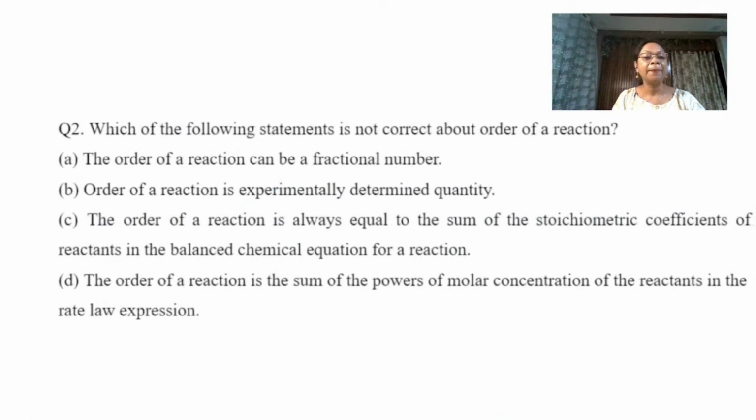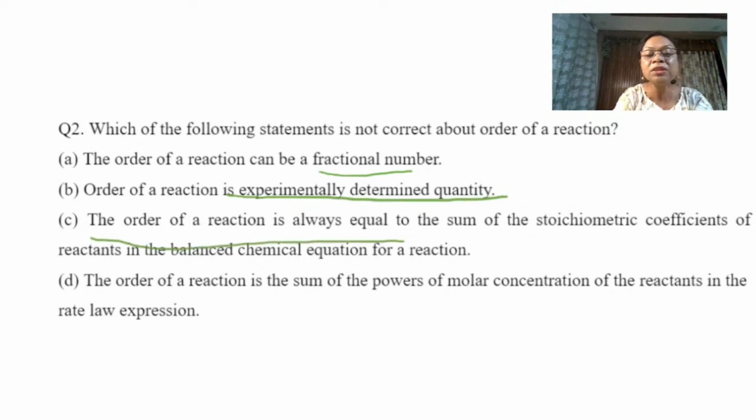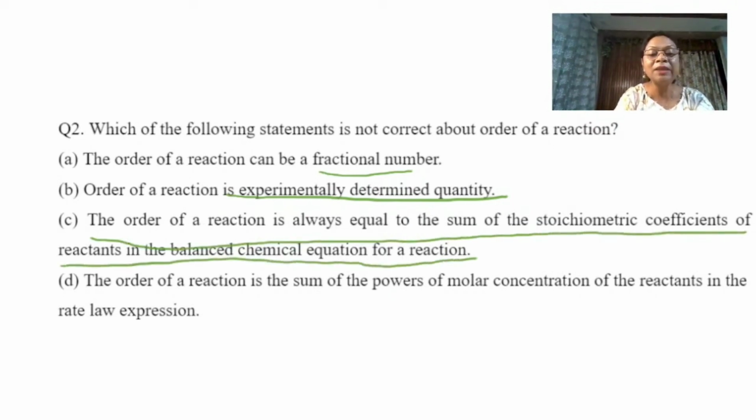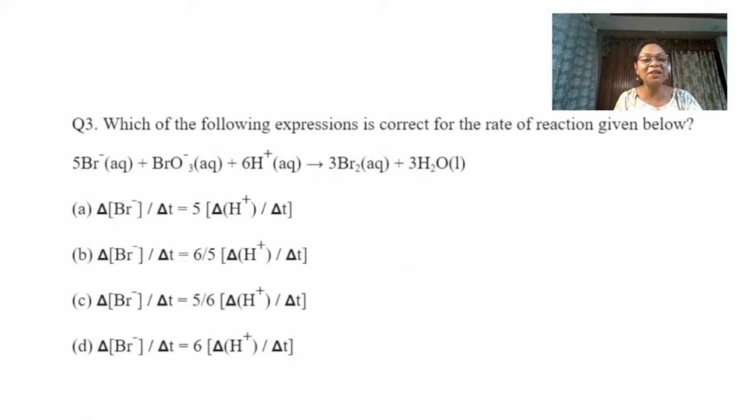Next one. Which of the following statements is not correct about the order of a reaction? Mind it, it is not correct. Order of a reaction can be fractional, so this is correct. Order of a reaction is an experimentally determined quantity. This is also correct. Let's go to the next one. The order of a reaction is always equal to the sum of the stoichiometric coefficients in a balanced equation. This is so wrongly put, and this is not correct, of course. So we got the correct answer.